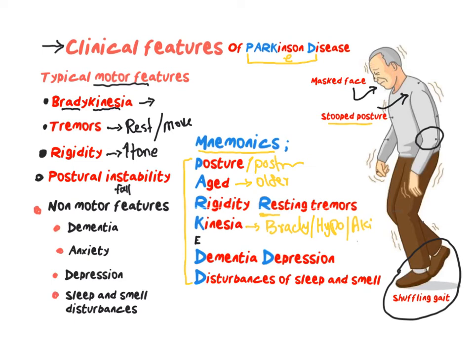So then if you turn the E to the other side and draw like this, it can represent 3, I mean 3 D's, right? 3 can go for 3 D's, and 1 D is for dementia, the other D is for depression and anxiety, the other D is for the disturbances of sleep and smell in these patients. Now, this is how I remember. I hope it will help you remember as well.